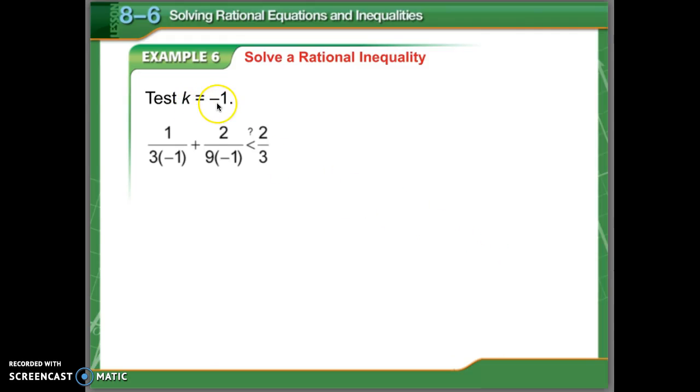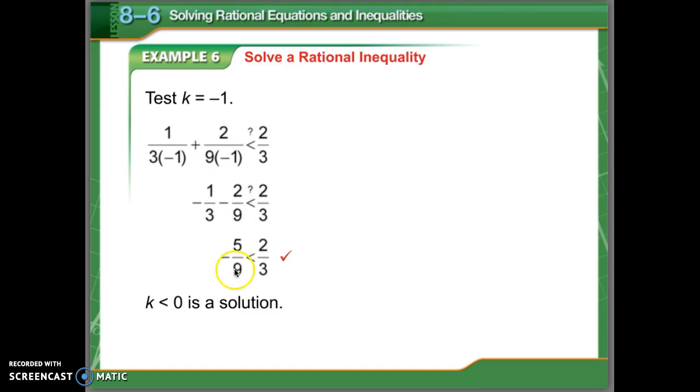So first we're going to pick k as -1, which is to the left of 0. When we plug that in, and we simplify everything down, we get -5/9 less than 2/3. That is true. When you get a true inequality at the end, that means that anything less than 0, anything to the left of that first dotted vertical line, would be a solution.